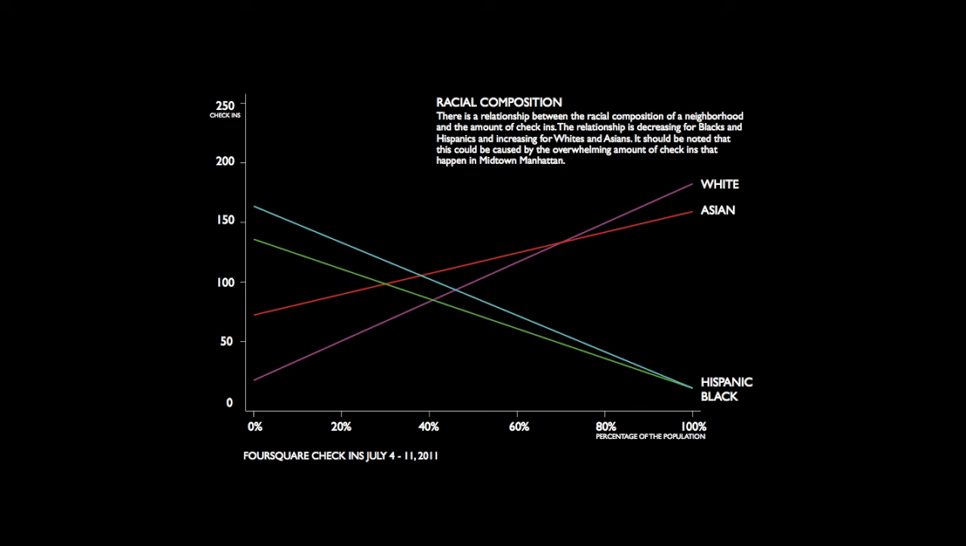Finally, we looked at race, and we saw that there were some correlations. Census tracts that had high percentage of white or Asian populations had usually more Foursquare and Facebook check-ins, and the inverse was happening with Hispanic or Black population.